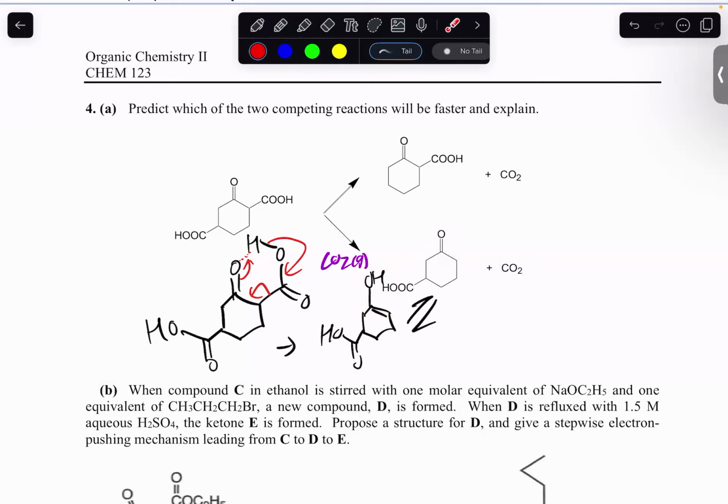The reason why is because this carboxylic acid here is alpha to this carbonyl, whereas this carboxylic acid here is beta to that carbonyl. And the one that's alpha to the carbonyl can do H bonds and undergo decarboxylation. The one that is beta to the carbonyl cannot do hydrogen bonds and cannot do decarboxylation.